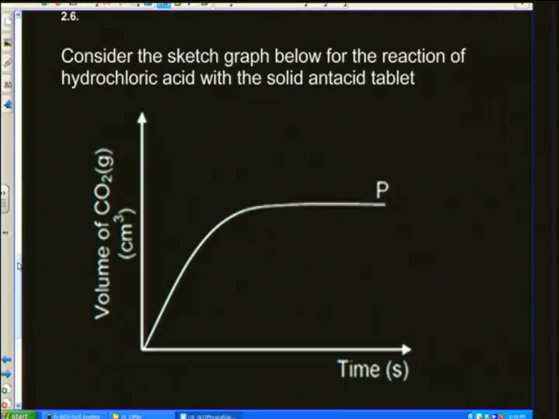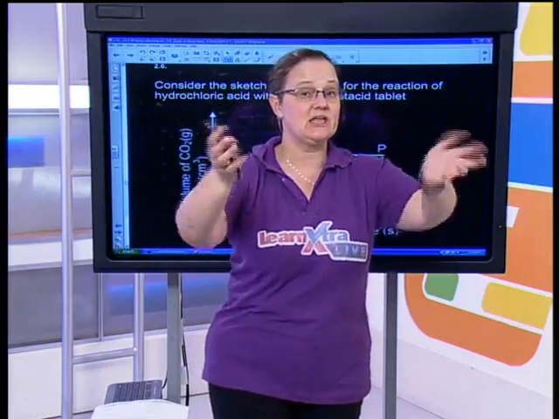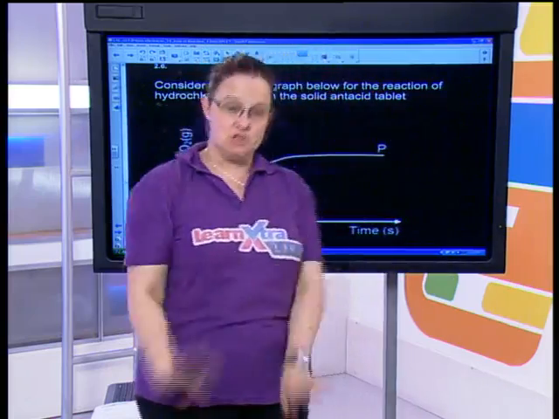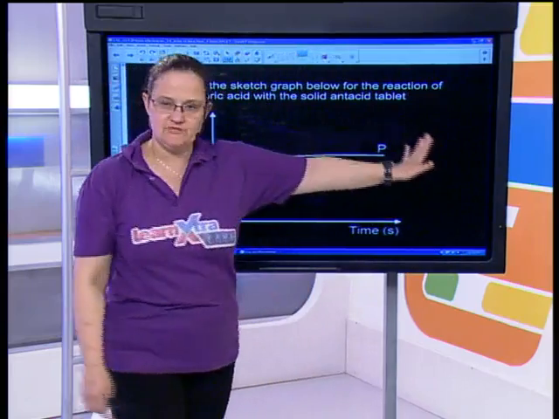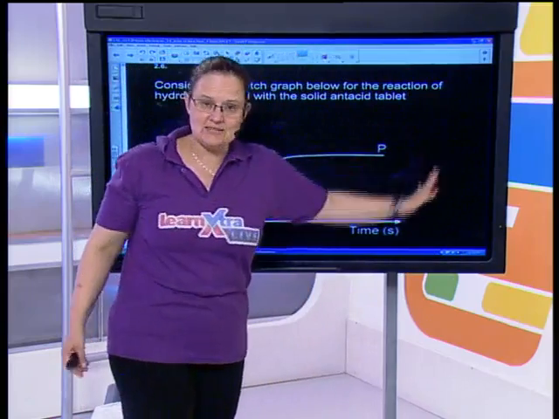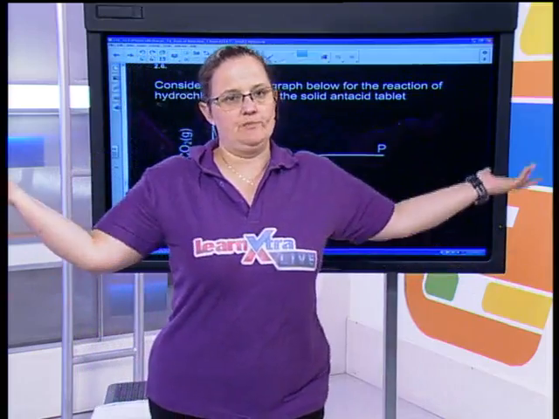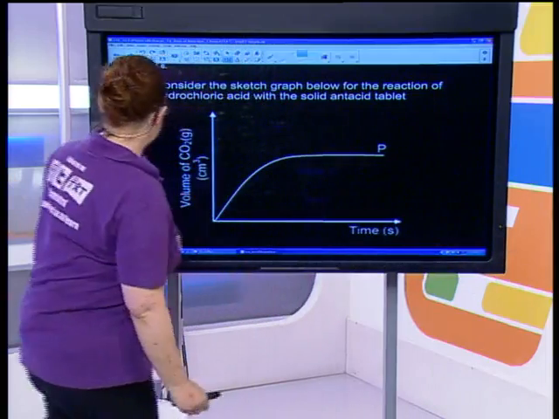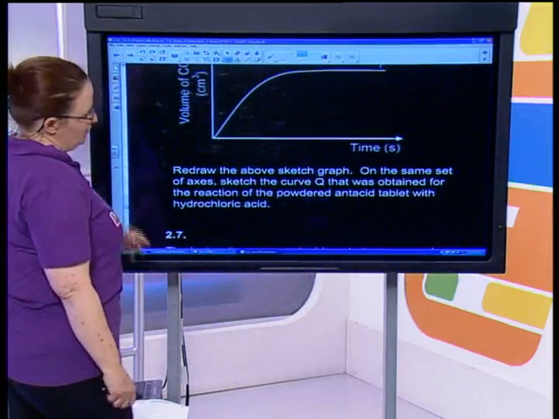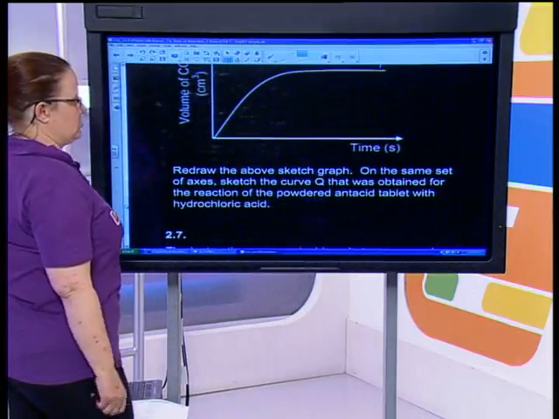Why? Because we're using up the reactants. The fewer reactants we have, the fewer collisions there are. The fewer collisions there are, the slower the reaction, till eventually it goes flat. When it goes flat, the reaction has reached completion. Everything's been used up. No more reaction happening. Okay? They say to you, redraw the above sketch on the graph.